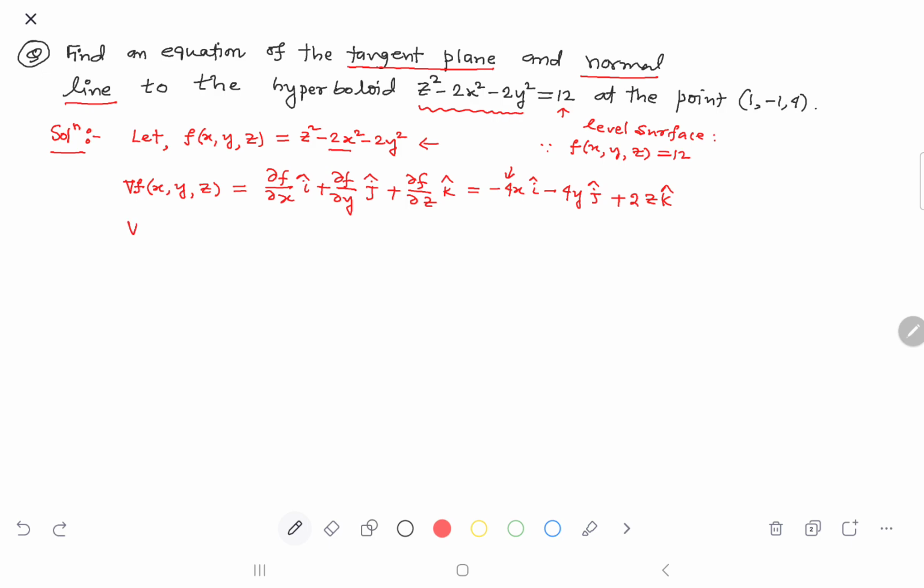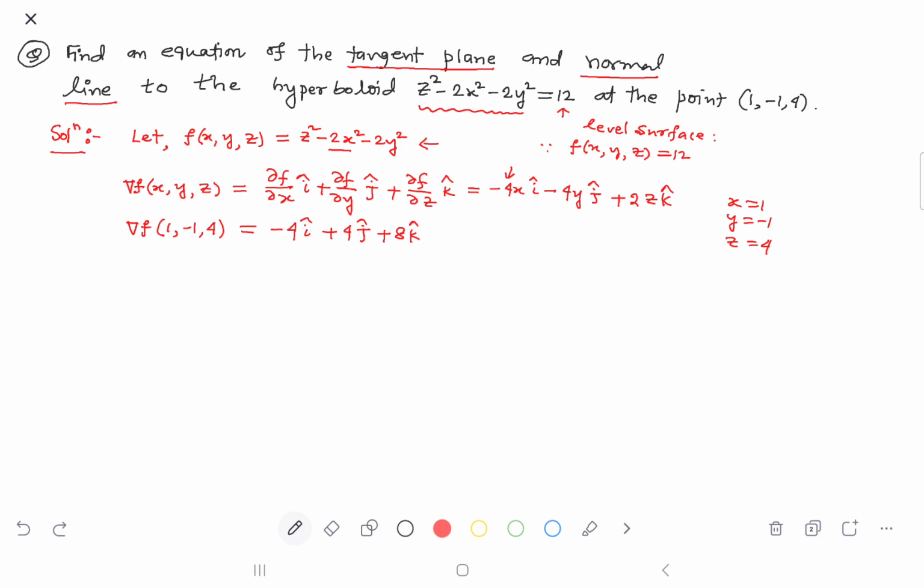Very good. So now the gradient of f at the point (1, -1, 4). We are now replacing x by 1, y by -1, and z by 4. So if you replace it here, taking x equal to 1, y equal to -1, and z equal to 4, then what should we get? We get minus 4 i, plus 4 j, and plus 8 k, right, Mayan? Is it okay?